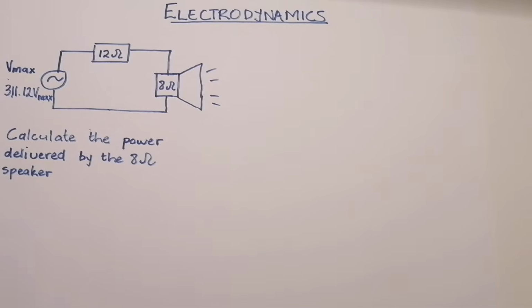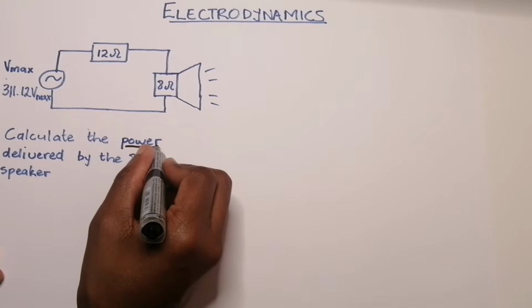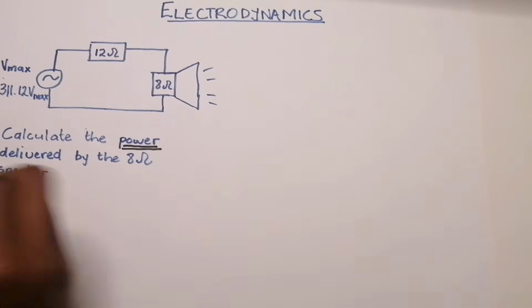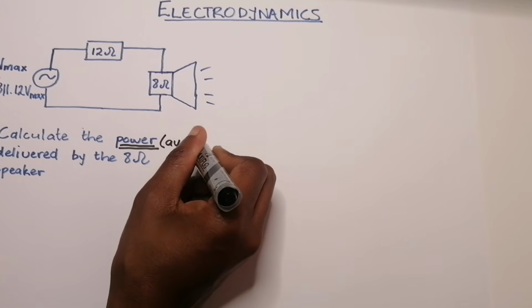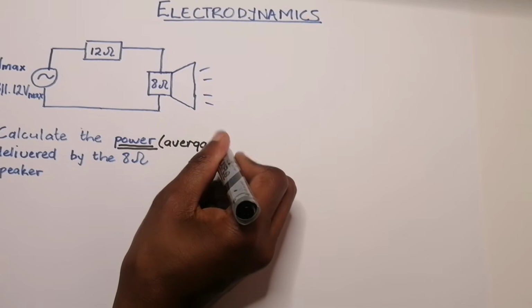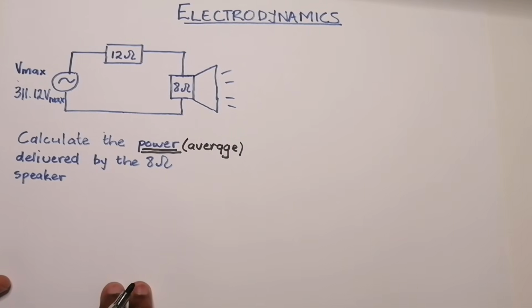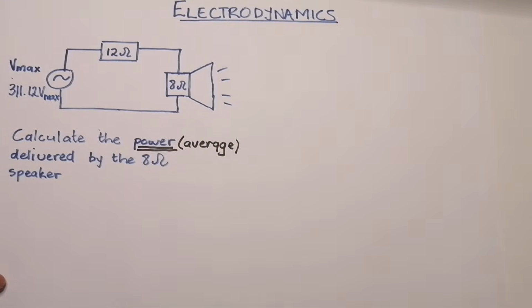Right, now they say to us calculate the power. So obviously, if we want to calculate the power in electrodynamics, which power are we talking about? It's obviously the average power. So this would be dealing with the average power that is delivered by this battery, by the speaker. So it's that speaker there.